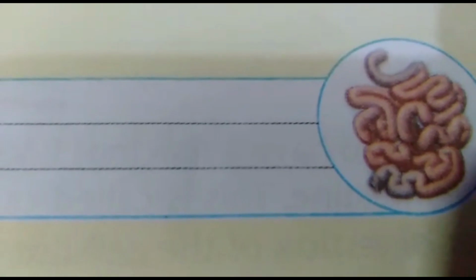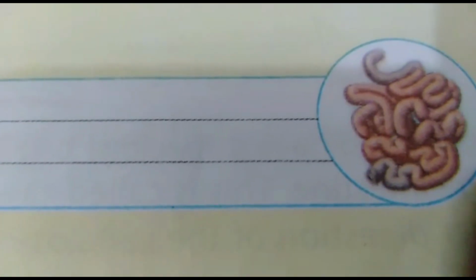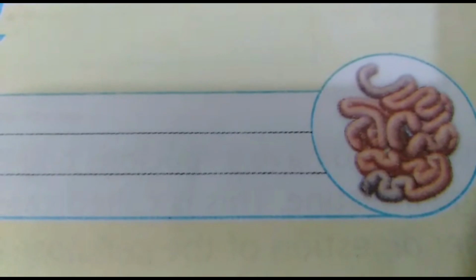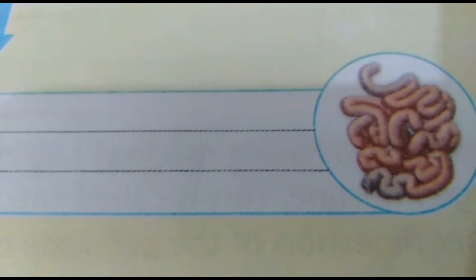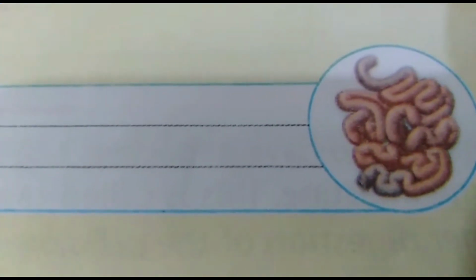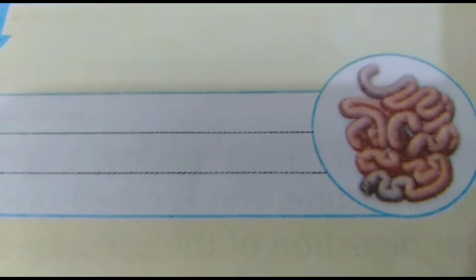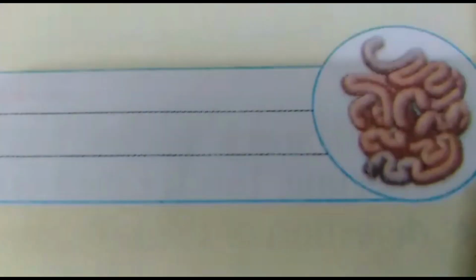The small intestine has the following specific glands. First is the liver. What does the liver secrete? Liver secretes bile juice. Second is the pancreas. Pancreas secretes pancreatic juice. And the inner lining of the small intestine itself, what does it secrete? Intestinal juice. All these secretions of the following glands help in the complete digestion of the food in the small intestine.